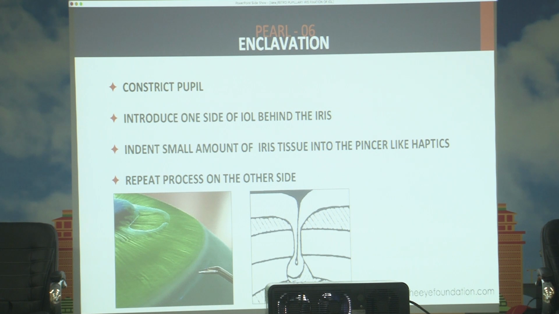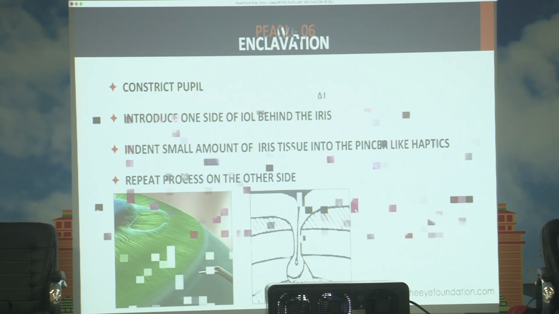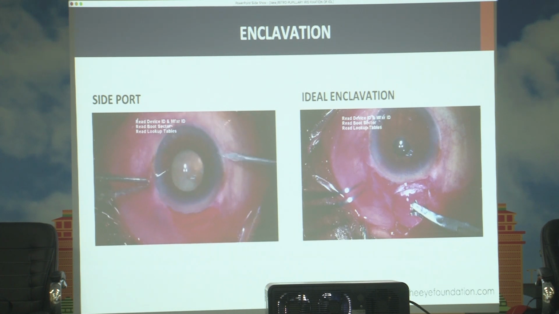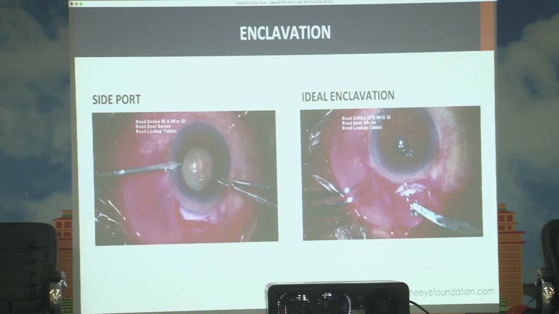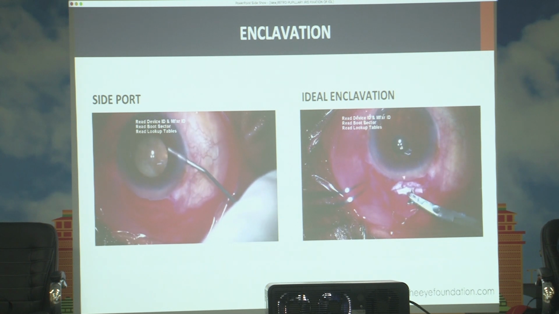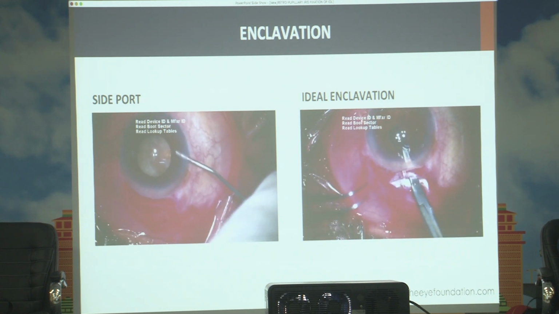You need to constrict the pupil with pilocarpine, and after you have placed your, as I am going to show you here, you make your side ports at 3 o'clock and 9 o'clock if it's a superior incision, if it's a temporal incision, 12 o'clock and 6 o'clock.